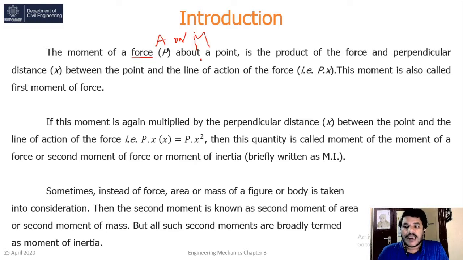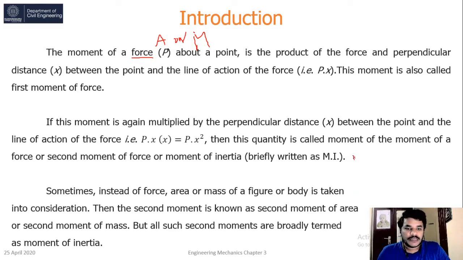If this moment is again multiplied by the perpendicular distance x between the point and the line of action of the force, that is P into x into x. So P into x is the force into distance x, which gives P into x square. Then this quantity is called the moment of the moment of force, or second moment of force, or moment of inertia. It is simply written as MOI or MI.